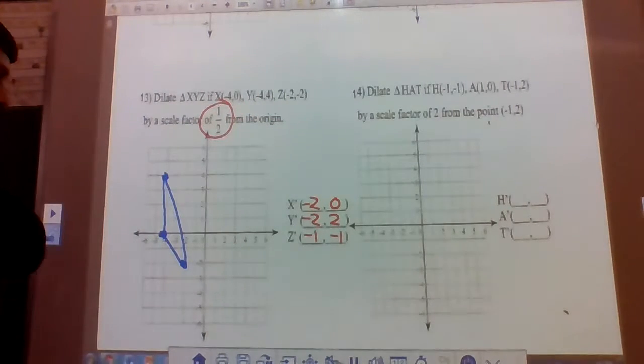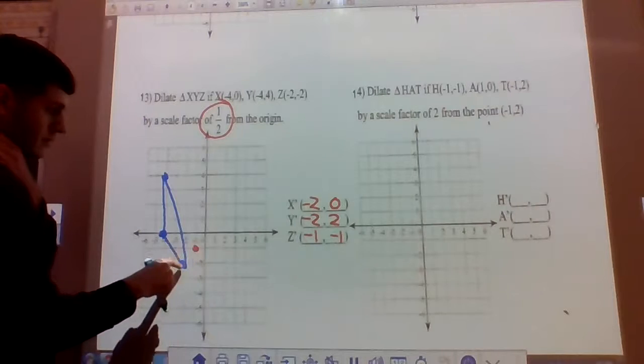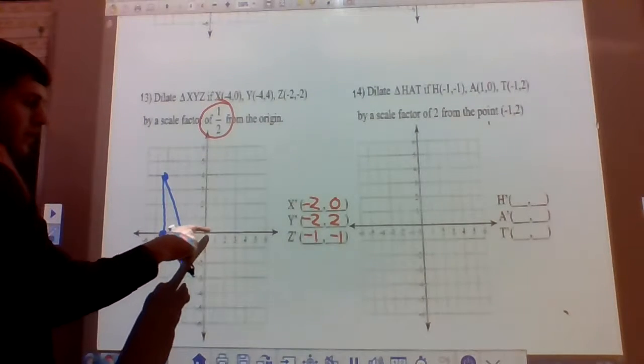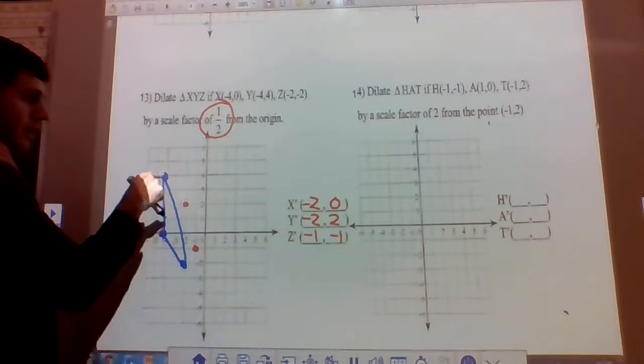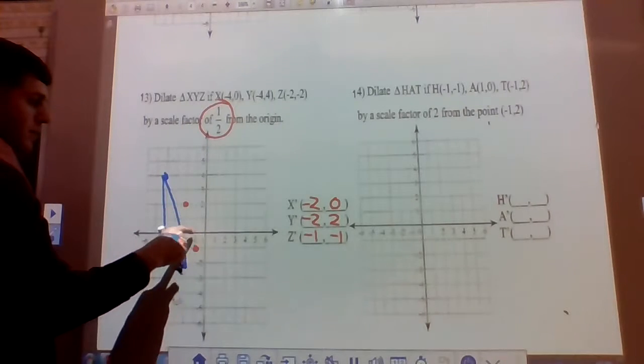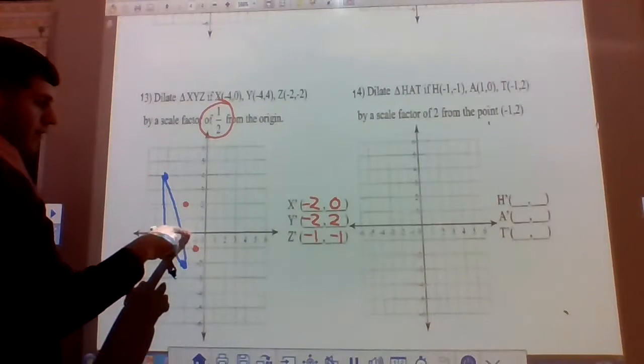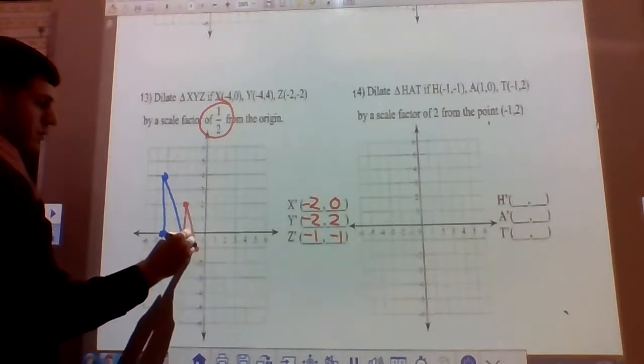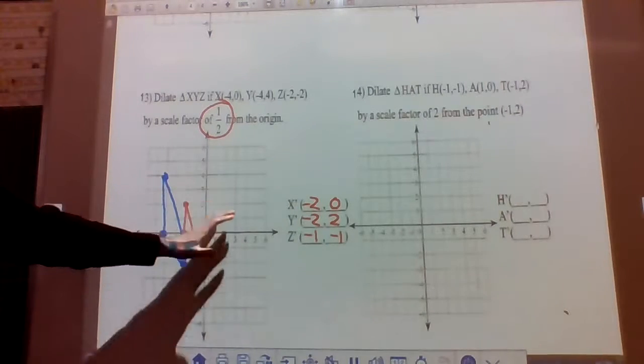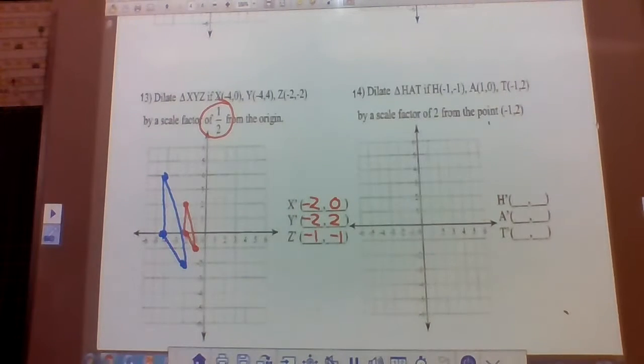Then let's plot them. We have negative 1, negative 1. Got half as close to the origin. We have negative 2, positive 2, got half as close to the origin. Then we have negative 2, 0, half as close as it was before. Okay, all the points got twice as close to the origin, half as far.